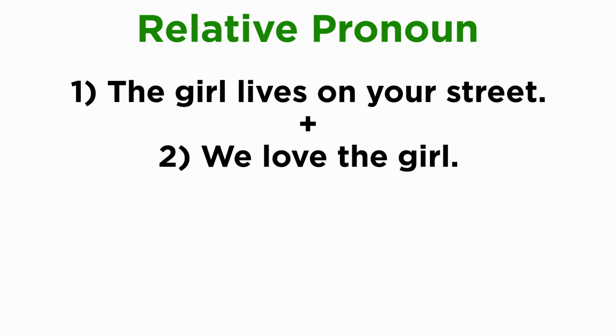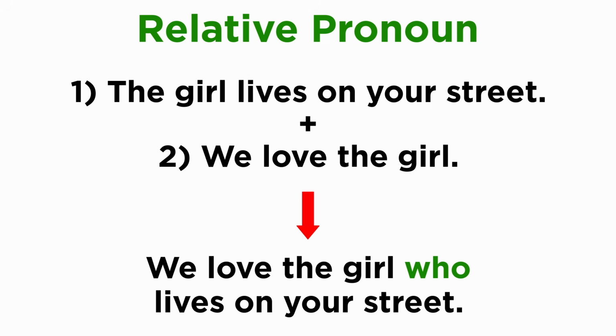Let's suppose we have these two sentences. The girl lives on your street, and we love the girl. The goal of the relative clause is to fuse these two sentences into just one. Then you would be able to say, we love the girl who lives on your street. So we are technically using a little shortcut, which allows one to avoid repeating the same words.